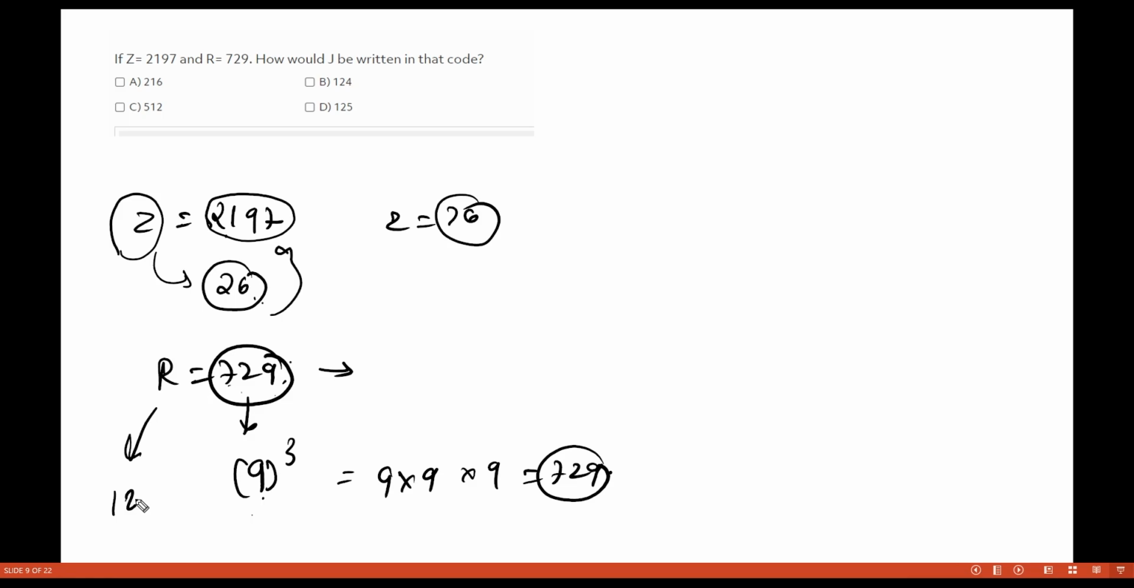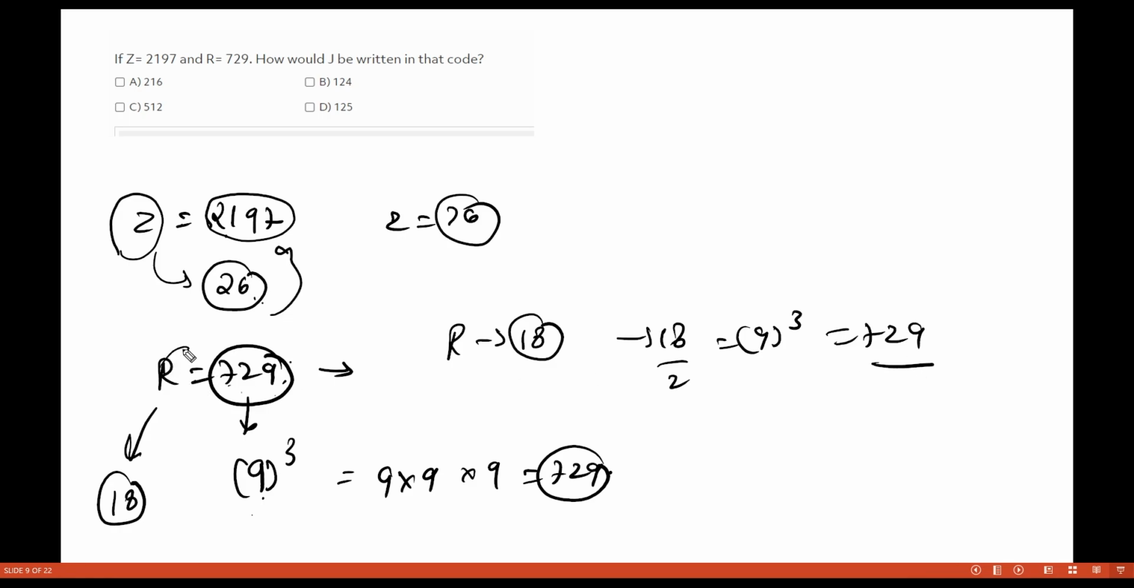We know the position of R is 18 in alphabetical order. So what we did here actually is R is 18. 18 divided by 2 is 9, and 9's cube is 729. This is the logic which I am getting with R. So can I get similar logic with Z as well?